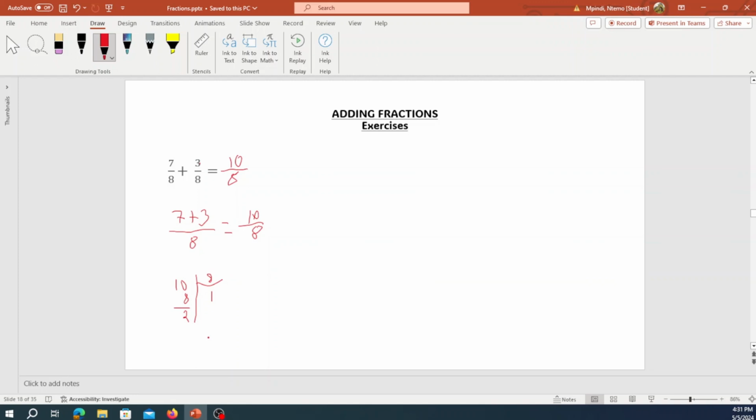Okay, so if you wanna rewrite this is how you're gonna write it. So it's gonna be like this: 1, okay, 1, 2, okay, you write that one, and 8. So this is a mixed number, right? That's how you do it. But if you wanna reduce it, you can also do it.